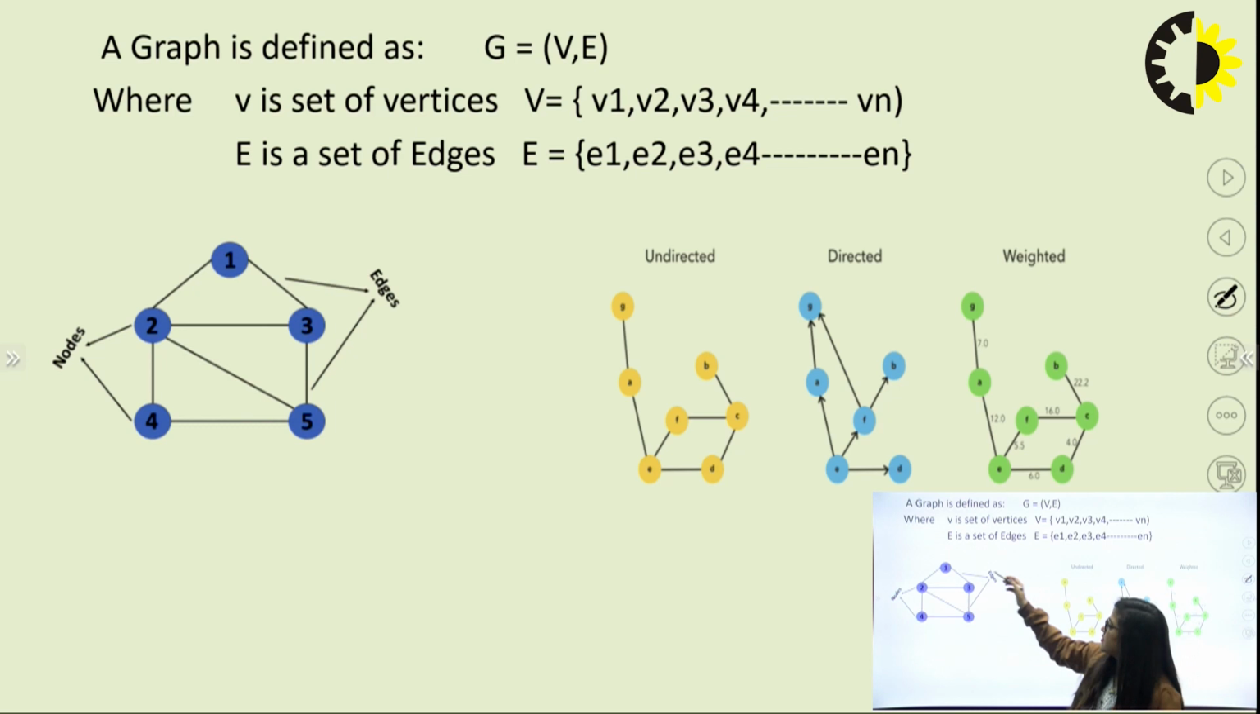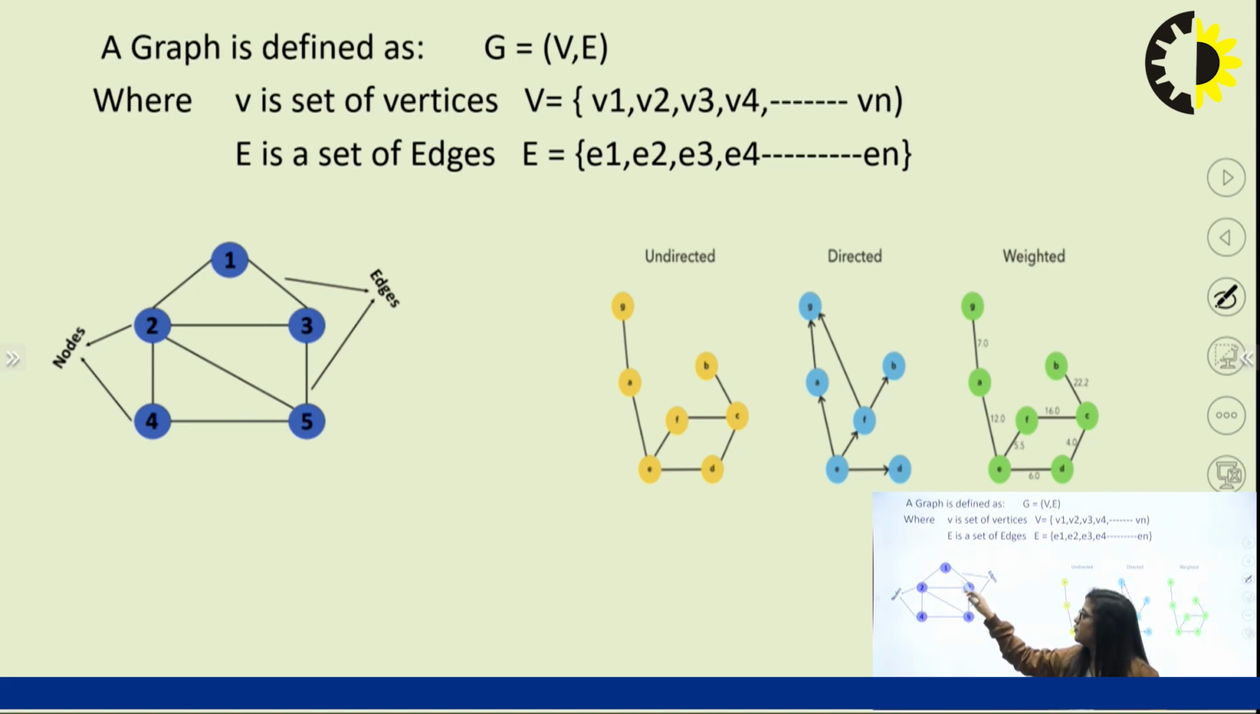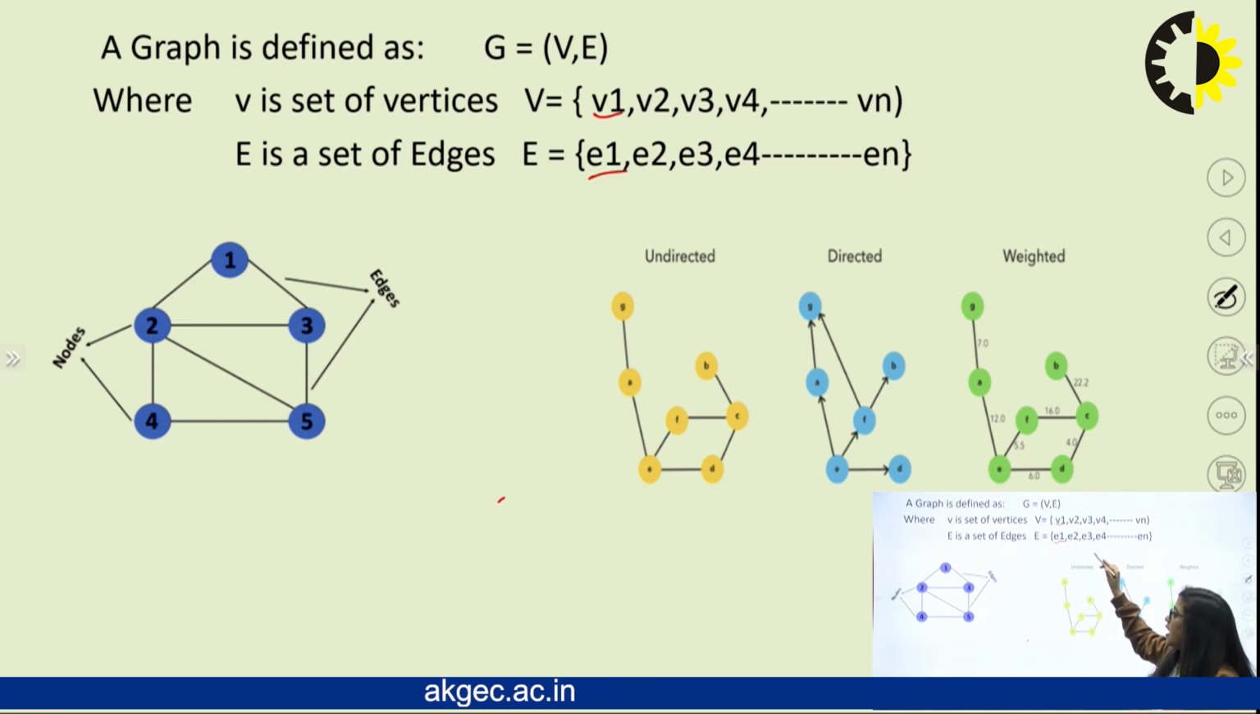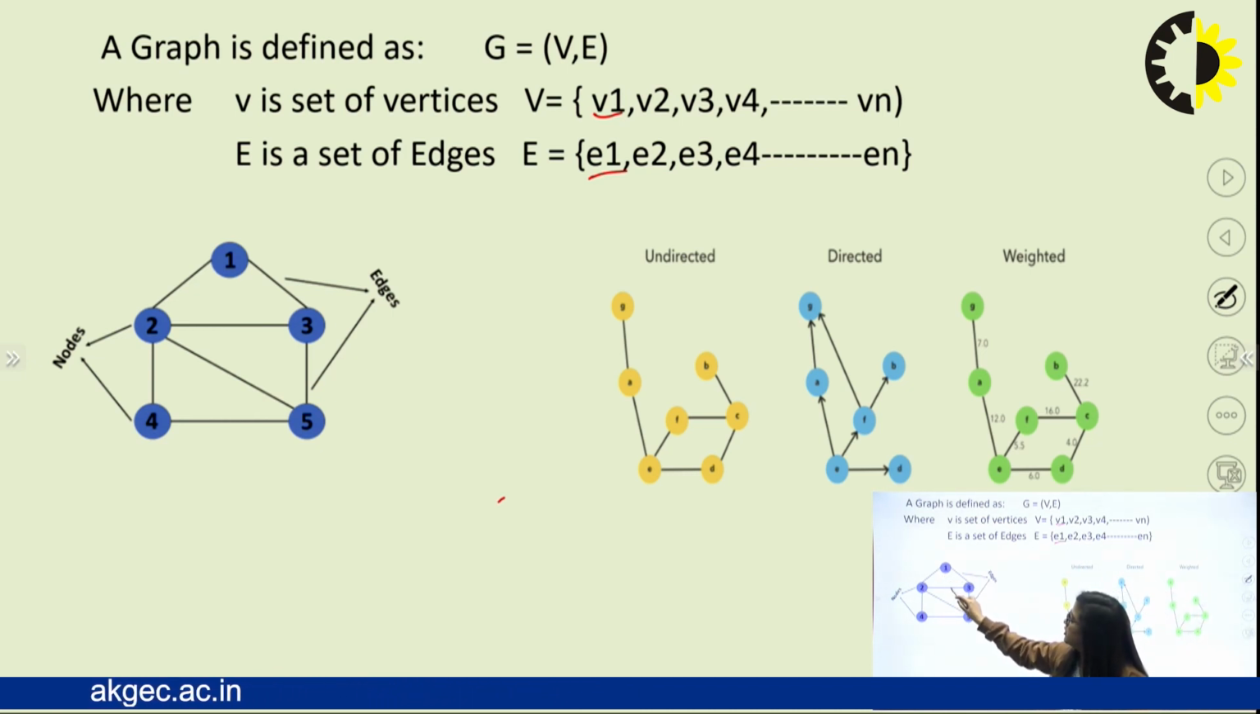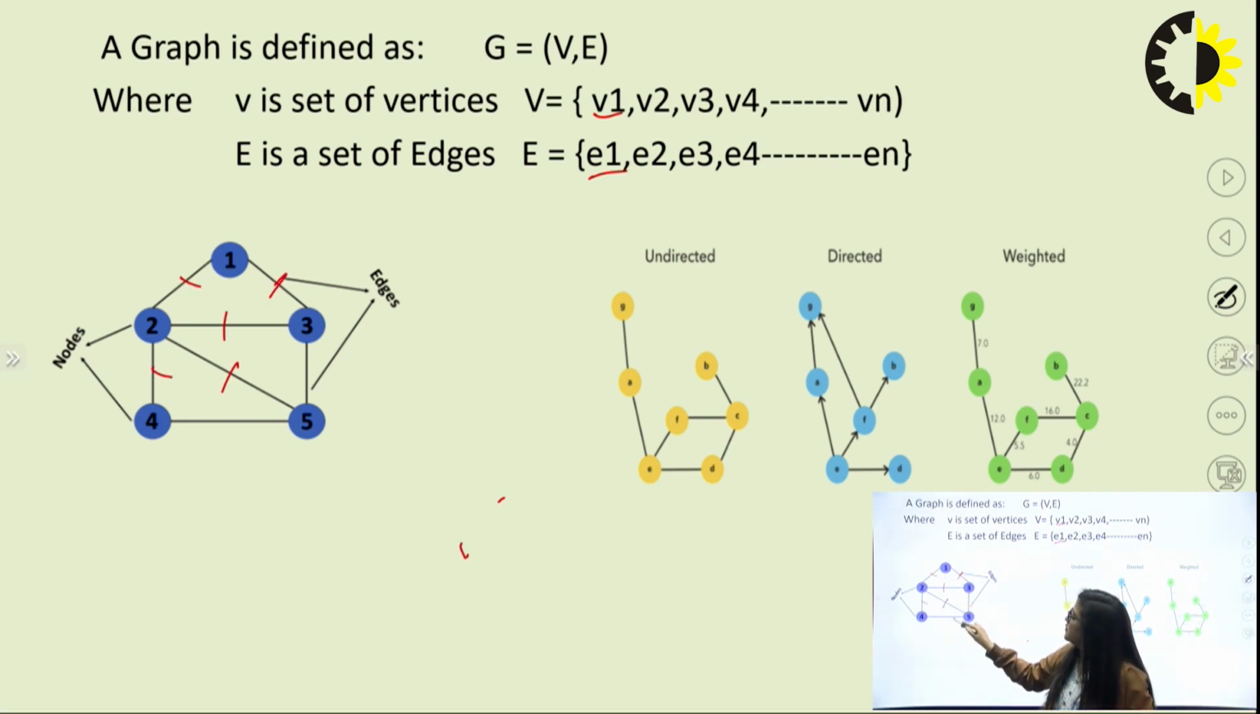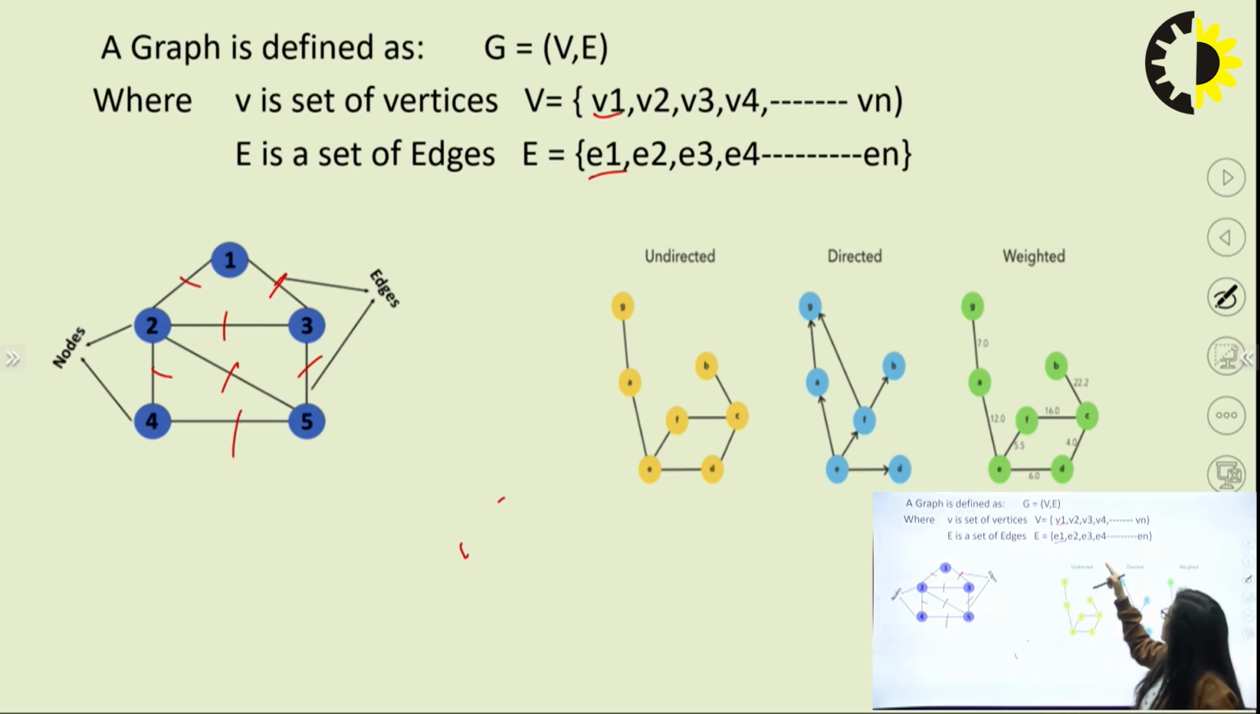Let's suppose we take an example here. 1, 2, 3, 4, 5. So 5 vertices are there. So this is the address of each node, and it is the address of each edge. So how many edges are used in this given graph? 1, 2, 3, 1, 2, 3, 4, 5, 6 and 7. 7 edges in this given graph.